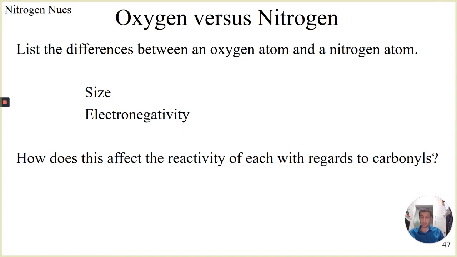So to that end, size-wise, there's really no difference. They're in the same row, so there isn't a significant difference as far as size. But where we are going to see a difference is electronegativity. Oxygen is more electronegative than nitrogen. And what does that mean for us? That means we should be putting more electrons on our oxygen in deference to our nitrogen.